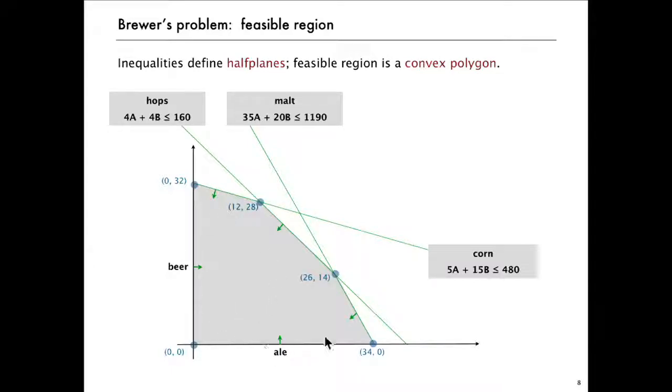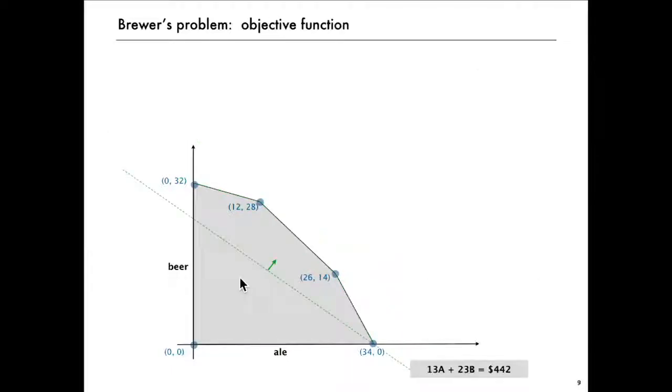And if you do that, you get a convex polygon. All the points inside are things that we could possibly do. So that's the first idea: we have inequalities, and satisfying all those inequalities simultaneously defines a convex region like this.